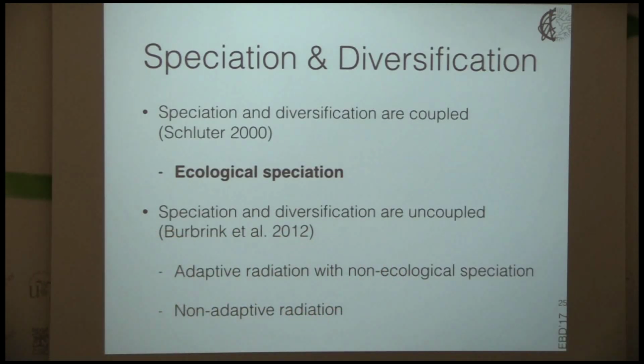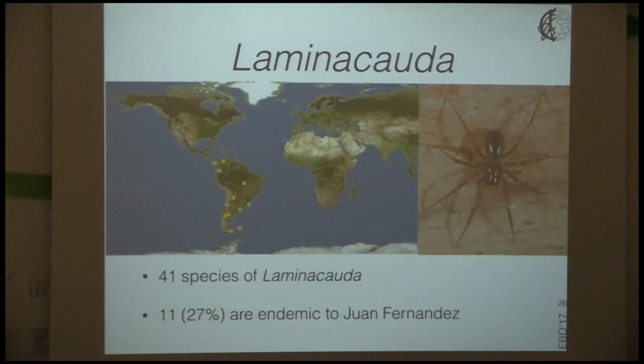So now the question is, do we actually have any good example or potential good example of adaptive radiation which is linked to ecology as a speciation mechanism? That would be the paradigmatic example of adaptive radiation. And we think we do have at least one example. We're still working on that. This is work in progress.